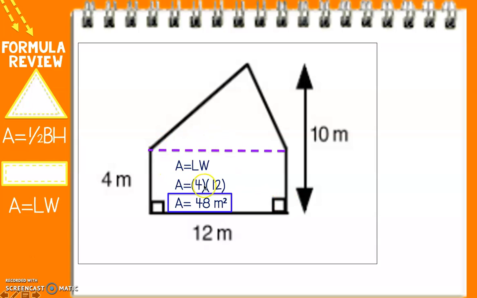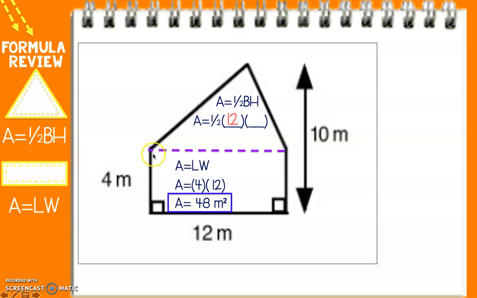Okay, now I need to look at my triangle. If you remember correctly, the area of a triangle can be found using the formula area equals 1/2 of the base times the height. So I'm going to write that. Area equals 1/2 of the base times the height. Now the base isn't written here, but I do know that it's a rectangle and this measurement is equal to this measurement. So I know that my base is 12 and my height, don't think that it's 10. 10 is the height of the entire figure, okay?